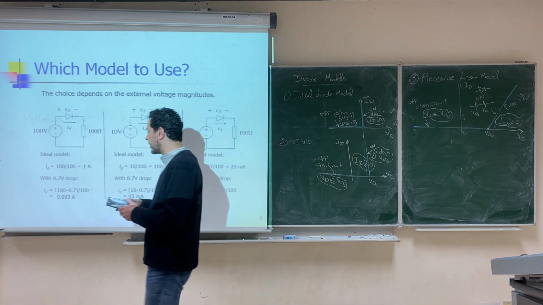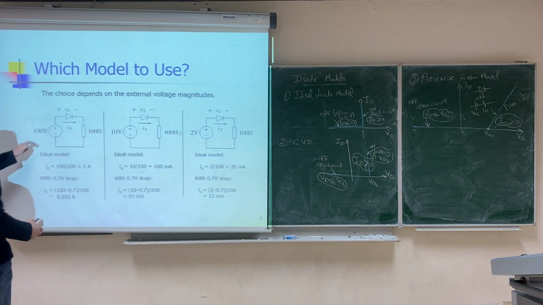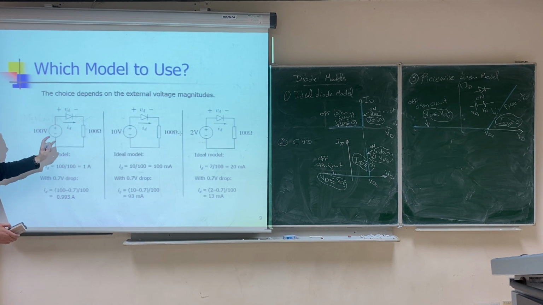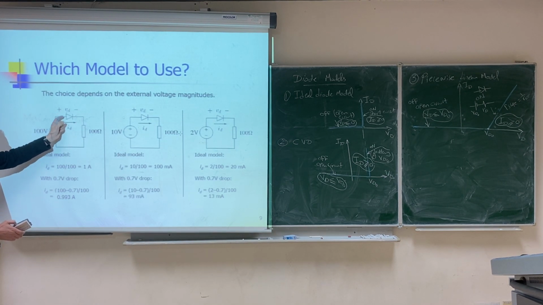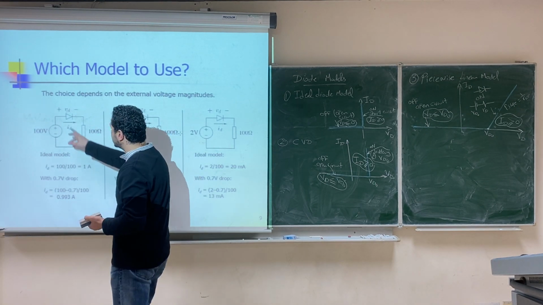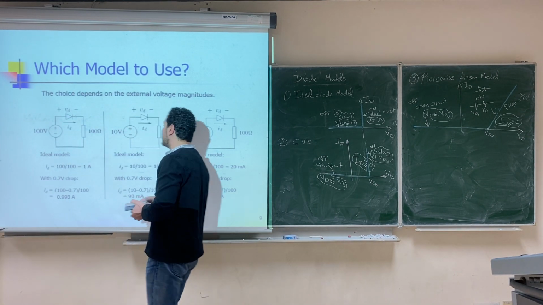Let's start with the first one. In the first one, with 100, if we assume ideal diode, then this diode is going to be on, so short circuit. The current will be 100 over 100, so it will give you 1 ampere. While if you use constant voltage drop model, then when this diode is on, it will be represented by a battery.